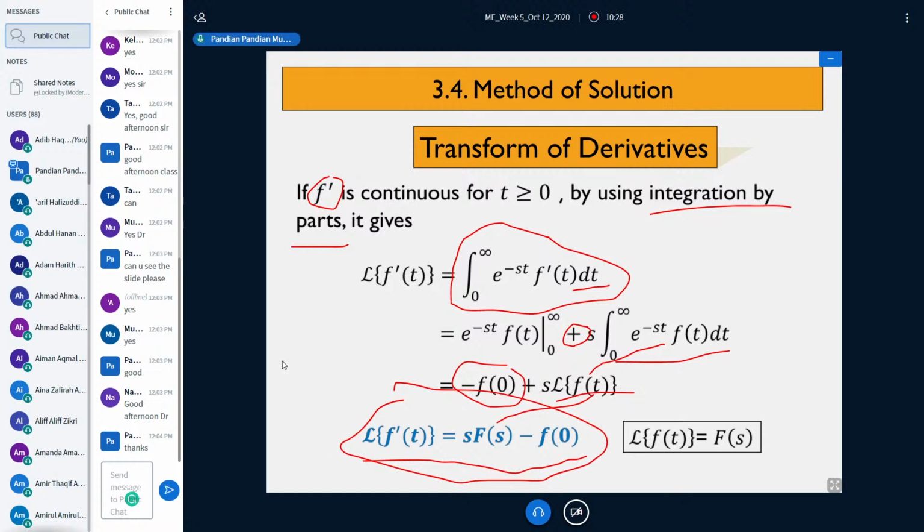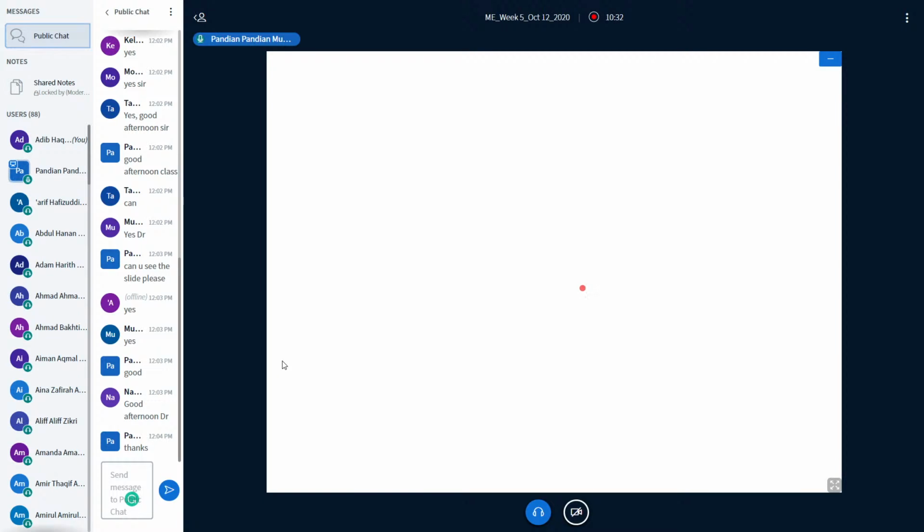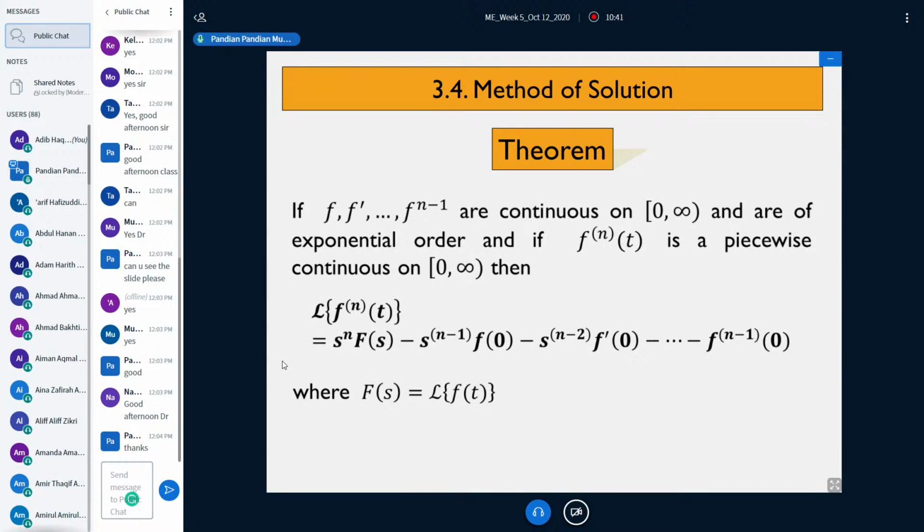But the next slide is missing here. Please forgive us. It's okay because this slide is for the second derivative. You can see it in your notes later. Somehow the s squared F(s) slide is missing.